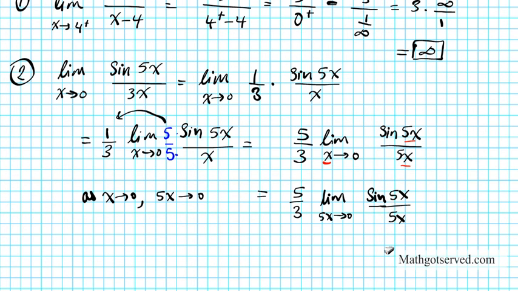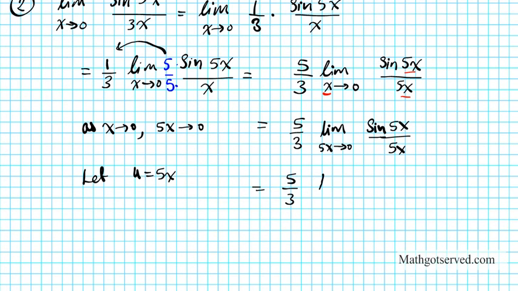So now we can make a substitution. We can say let u equal 5x. So now we're going to have 5/3 times the limit as u approaches 0 of sine u over u. Okay? Equals, now we can use the sandwich theorem. This whole limit is 1, 5/3 times 1, and then your answer is 5 over 3.